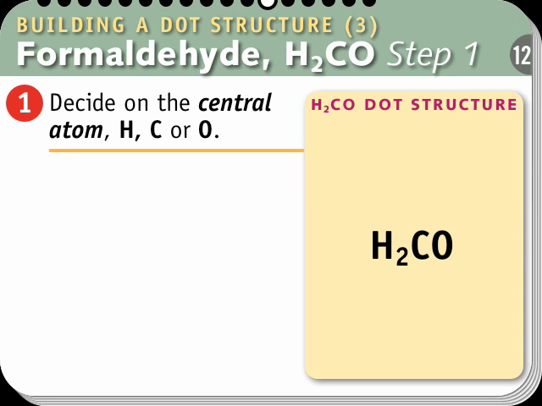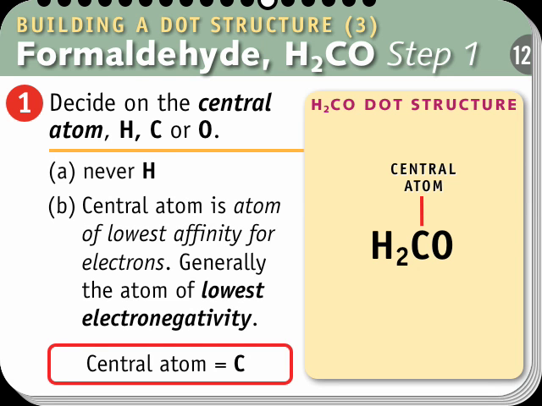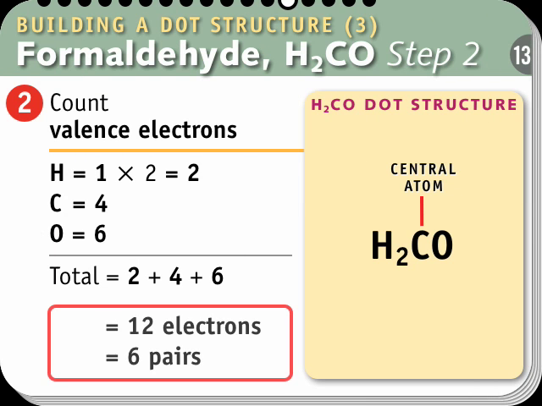Let's build the Lewis electron dot structure for another simple molecule, formaldehyde, H2CO. The carbon atom is the central atom in our molecule. Hydrogen is never a center atom, and oxygen is quite electronegative. That leaves carbon in the middle. There are 12 valence electrons, or 6 pairs. 2 come from the hydrogens, 4 from the carbon, and 6 from the oxygen.